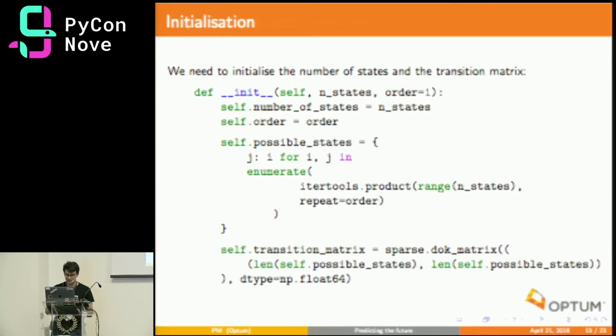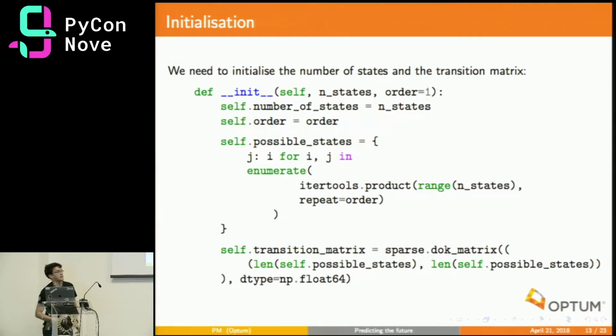So let's do that. We define our transition matrix. I'm using a dictionary of keys matrix because it's very fast to initialize. I won't be using it as is for operations because CSR matrices are more efficient for that. So we now have this transition matrix of dimensions possible states by possible states. And if we have quite a few states and high order, that matrix would be very, very big.